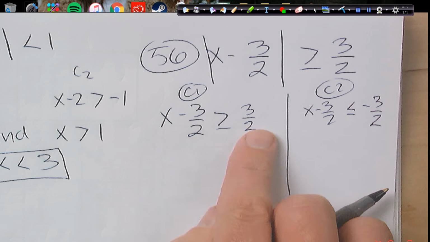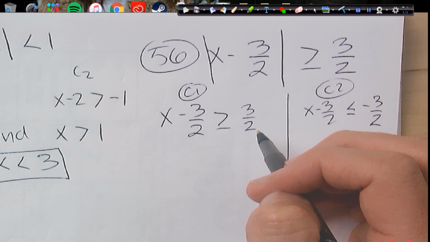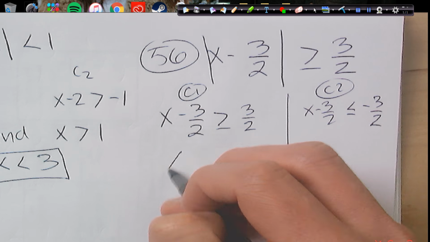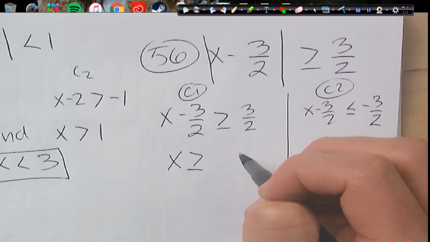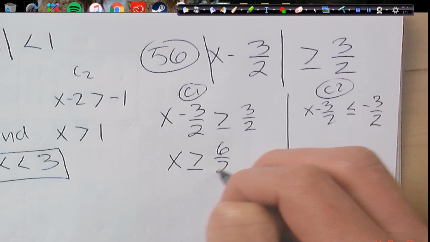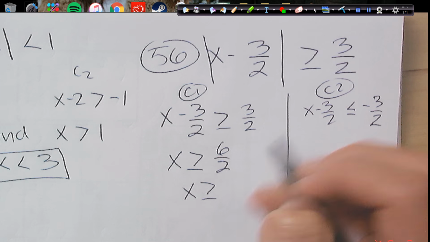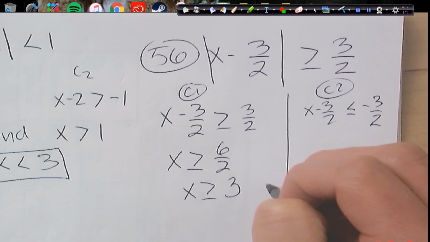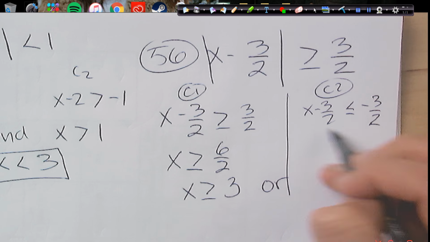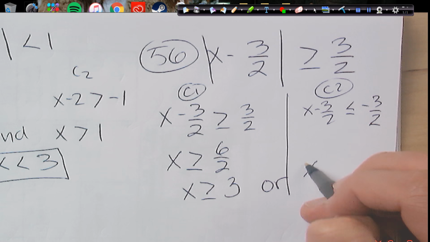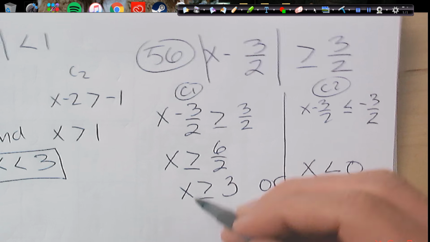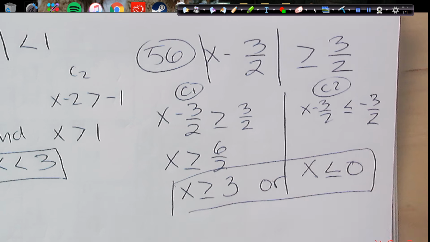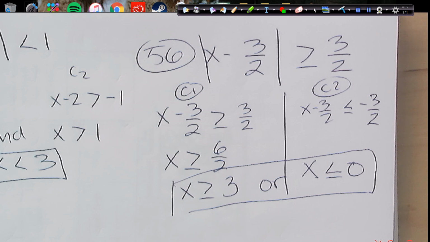So over here we add it over, and we basically are adding 3 to 3, so we get x is greater than or equal to 6 over 2, which is about 3. Or we add that over, and that goes to 0. X is less than or equal to 0. So it's an OR problem, okay? Not an AND problem. Again, that's because it's a great OR problem.